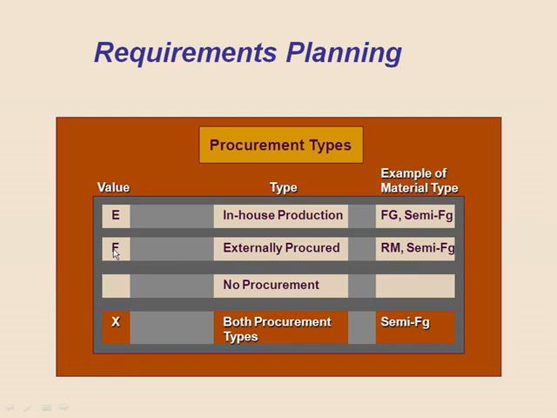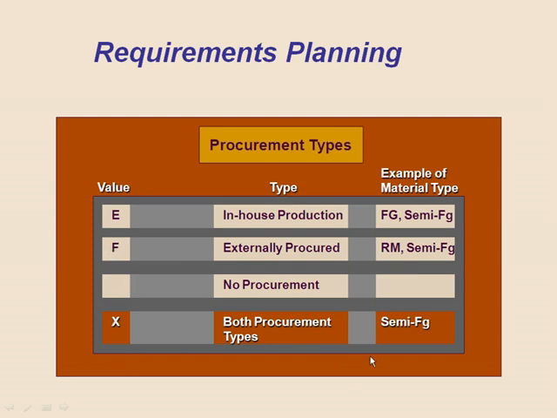Externally procured material is procurement type F. F means externally procured material. Normally this is assigned to raw materials and semi-finished materials, or even maintenance, repairs and operations kinds of materials. No procurement means this cannot be procured. Example, pipeline material. X. X means what? Both procurements, both in-house production as well as external procurement, can be done. Such materials are normally semi-finished materials.